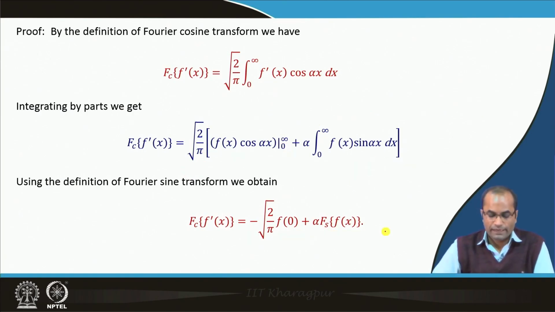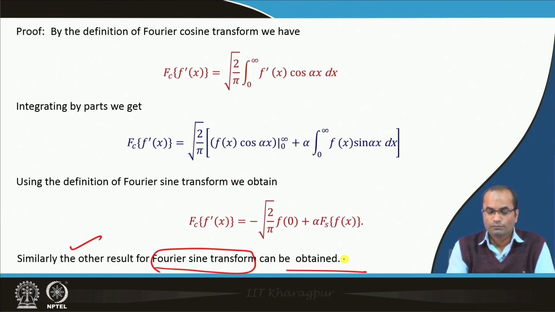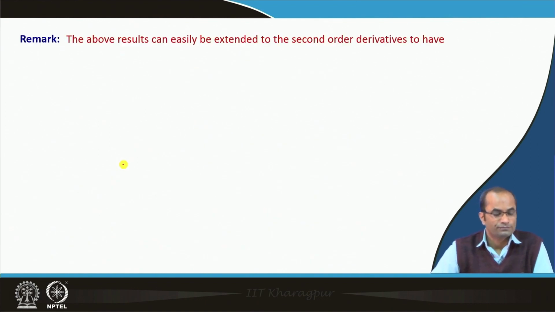the Fourier sine transform of f(x). Similarly, the other results on this Fourier sine transform can be obtained just by integrating by parts. So, we are leaving that portion here. These are basically the steps which can be used again for the Fourier sine transform.